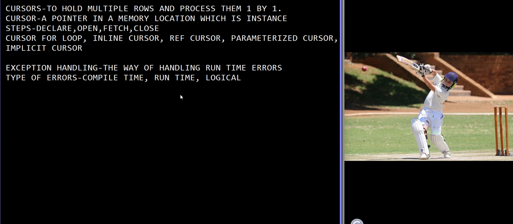Compile time errors are the errors the system shows before running the program. Before running the program, the system tells us where the errors are. Runtime errors are errors where, after running the program, the system tells us where the error is occurring. Logical errors are not shown by the system. We should find the logical errors and solve them.